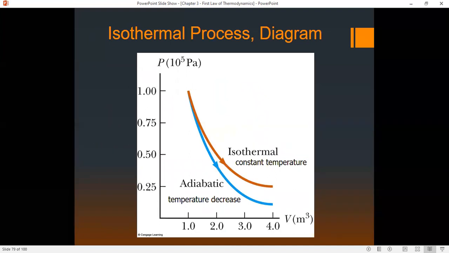So an isotherm for a gas is a contour on the PV diagram where the gas would be kept at constant temperature. An adiabat would be a curve where the heat exchange with the outside would be 0. No heat would go in or out, and it would decrease in temperature if it expanded. It would increase in temperature if it were compressed.